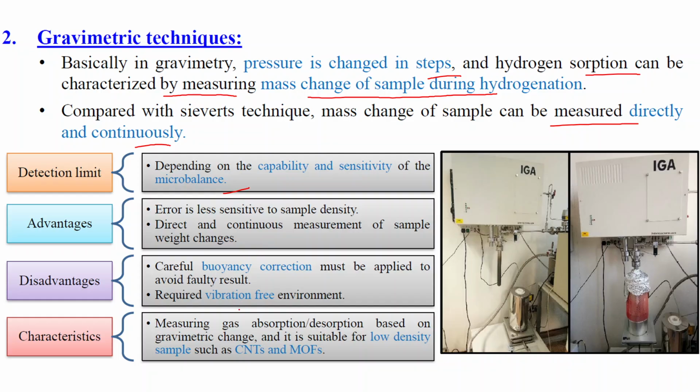Then these are some of the advantages and disadvantages, and these are the characteristics which are used. Basically, you can measure gas absorption and desorption based on the gravimetric change, and it is suitable for low density samples such as CNTs and MOFs.